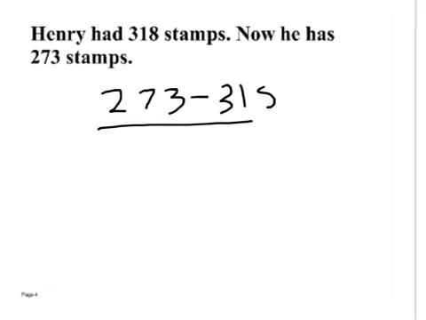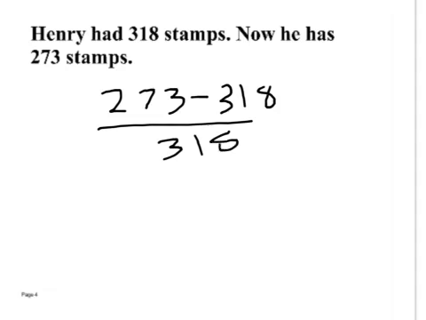It says Henry had 318 stamps. Now he has 273 stamps. Something happened to his stamp collection. He went from 318 to 273. We need to find the amount of change. Someone raise your hand and tell me what the final amount is. Blaine? 273. Nicole? 318. That's how many he had. What's the final amount? What does he have right now, Nicole? 273. Riley, what's the original amount? 318. The original amount also goes on the bottom, 318.